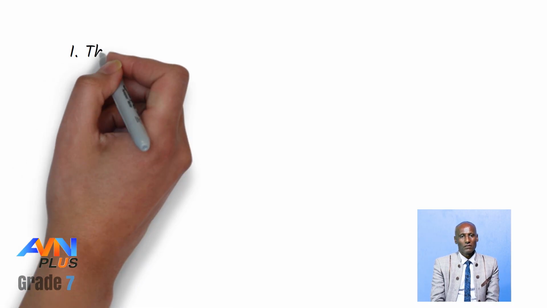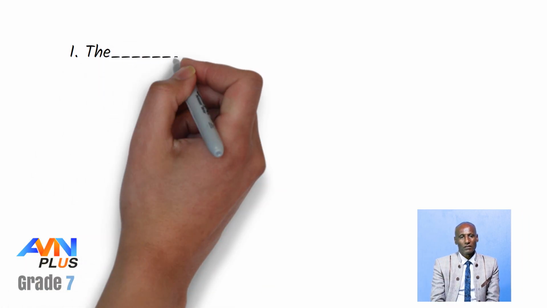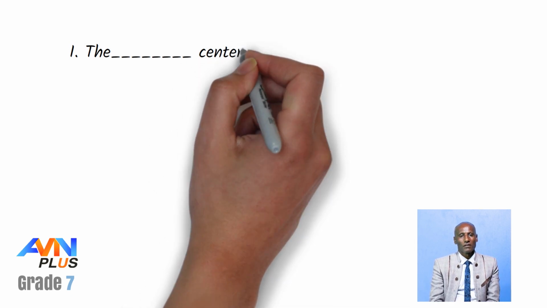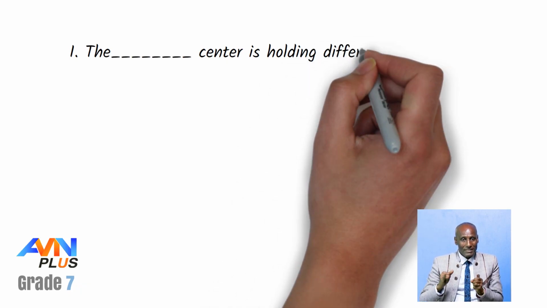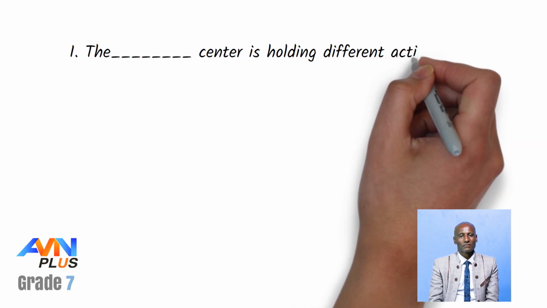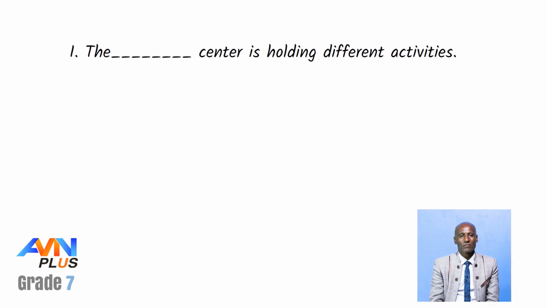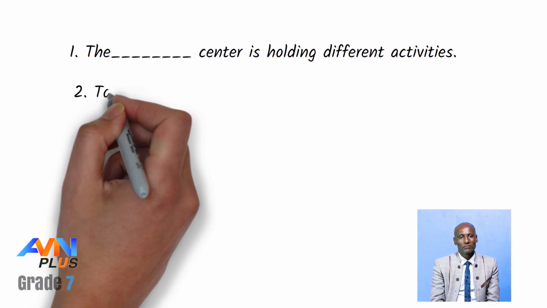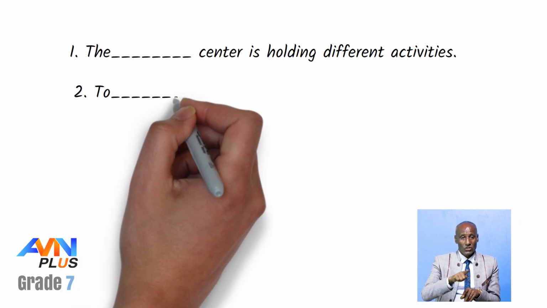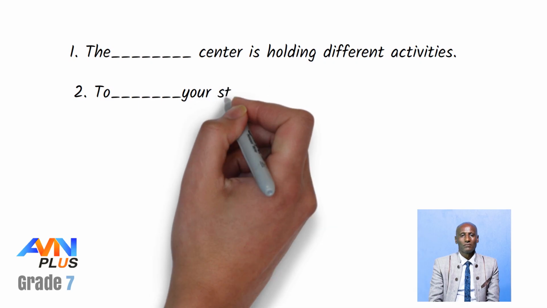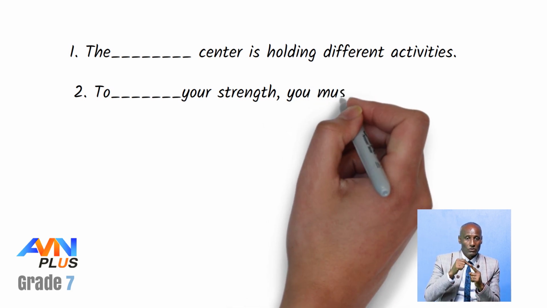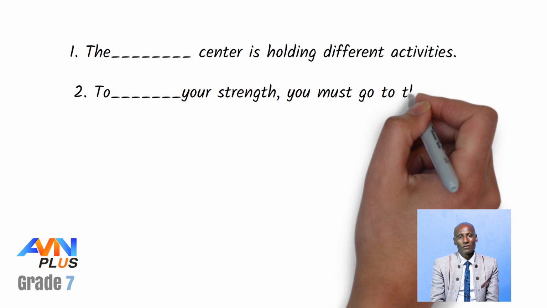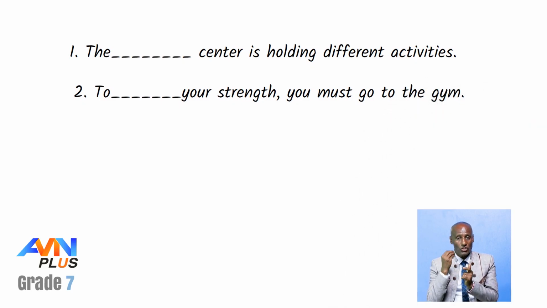Okay. The blank space center is holding different activities. That's 1. 2, your strength. You must go to the gym. Okay.